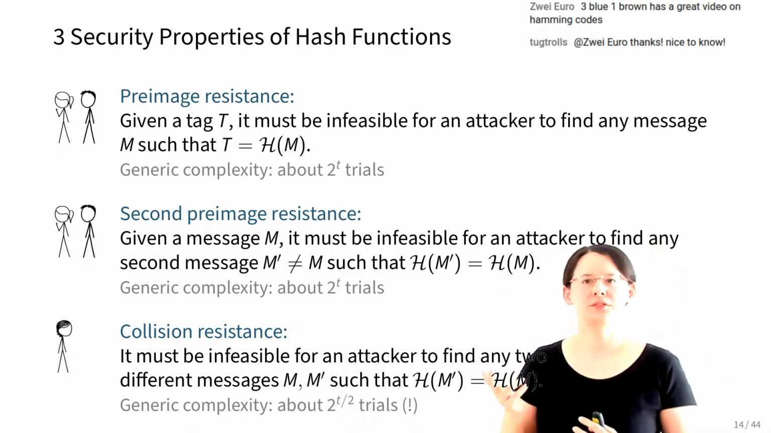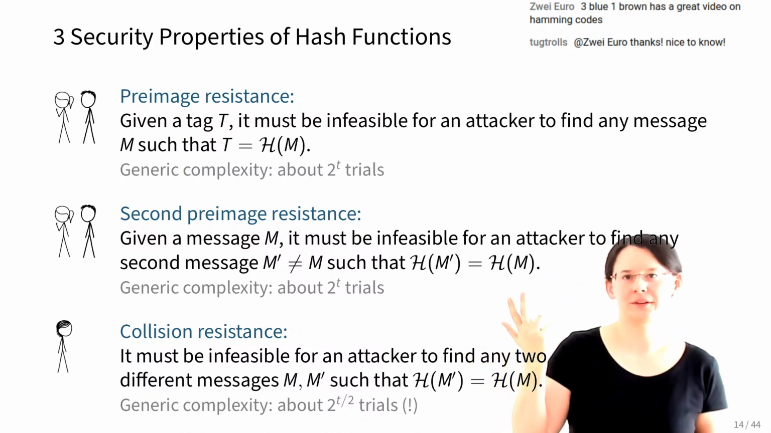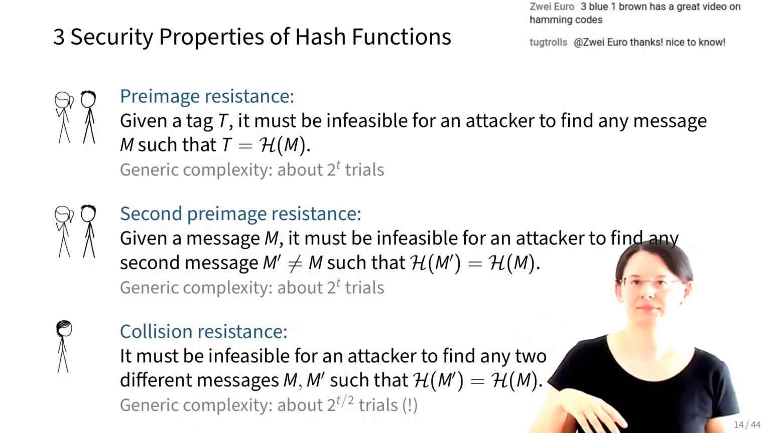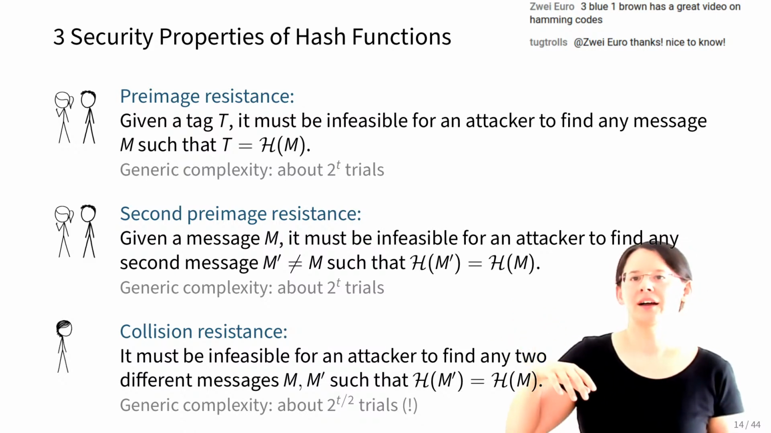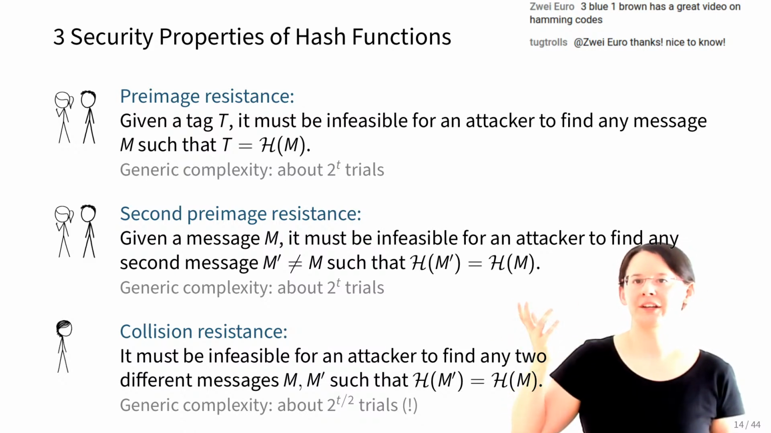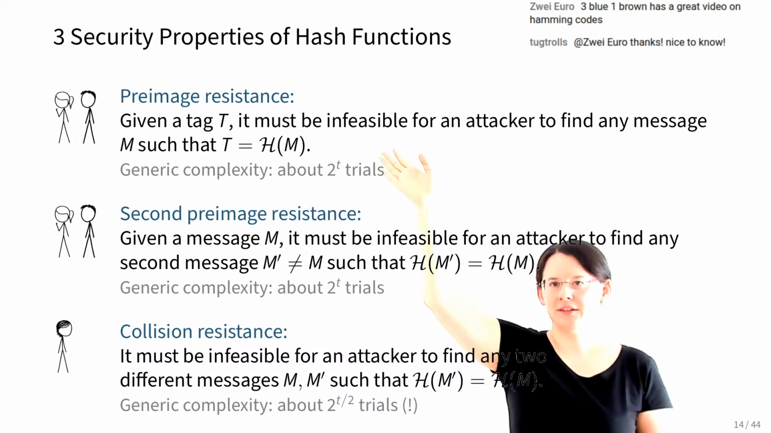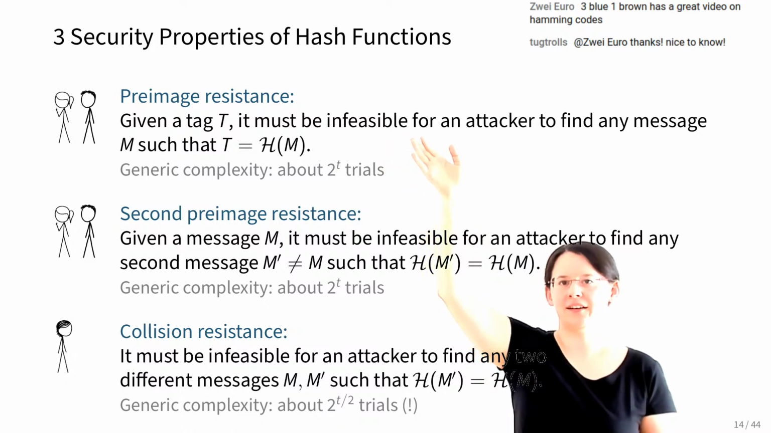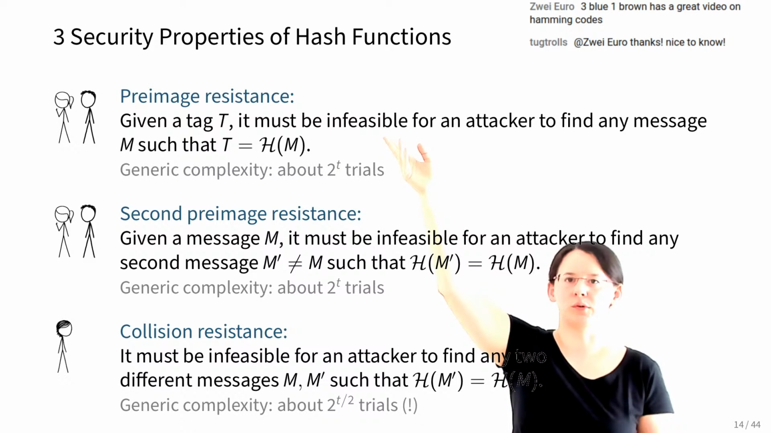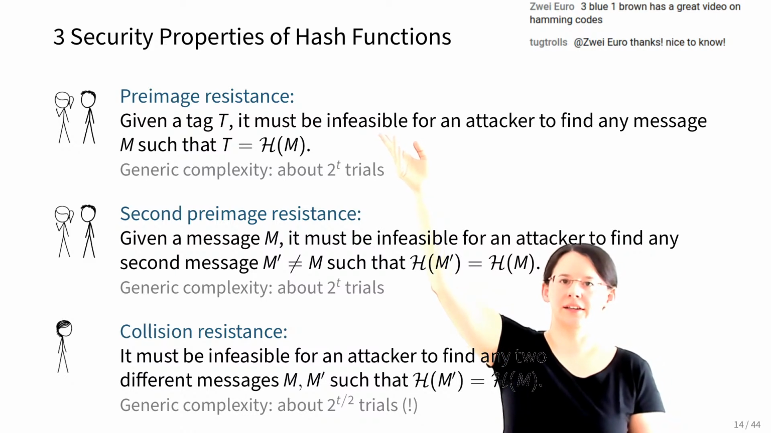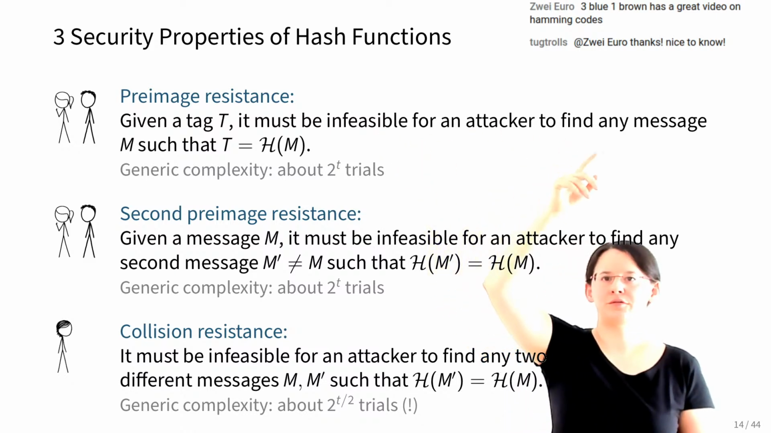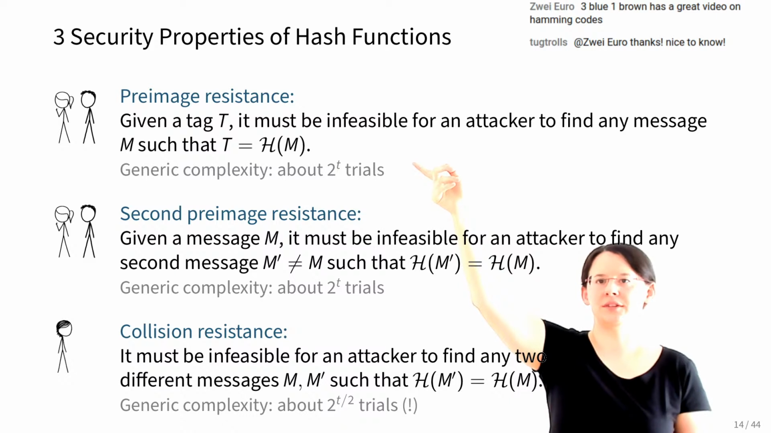There are three classical security properties of hash functions. Let's go through them one by one. The first one is called pre-image resistance. What this property says is that given an authentication tag, it must be infeasible for an attacker, meaning impossible to do in practical time, to find any message that hashes to this tag.